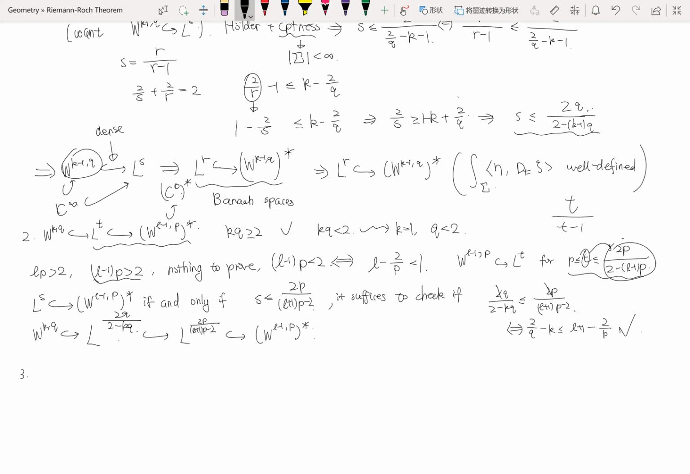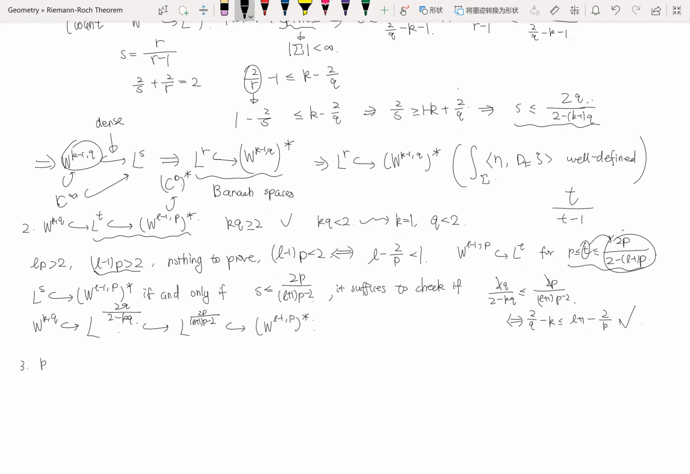And for the last one, we know that it suffices for us to check the case when kq is bounded by 2, because other cases will be trivial. So in this case, k is equal to 1 and q is bounded by 2. So we are considering the case when W^{1,q} is embedded into the dual of L^q, which is L^{q/(q-1)}. But we know that W^{1,q} can be embedded into L^{2q over 2 minus q}. So it's something to try whether it can be further embedded into L^{q over q-1}. So this suffices to check that 2q over 2 minus q is bounded by q over q minus 1.